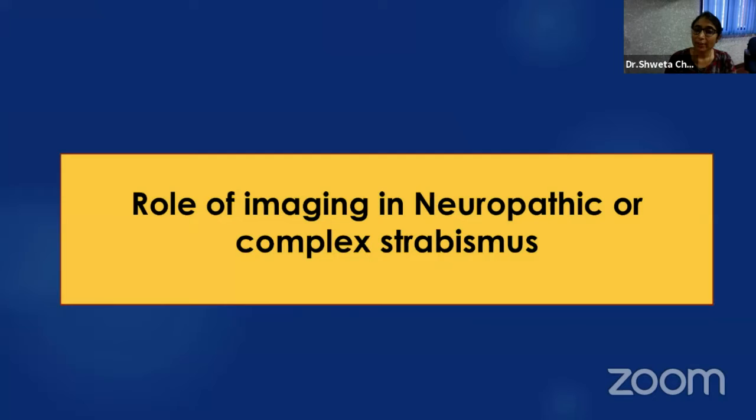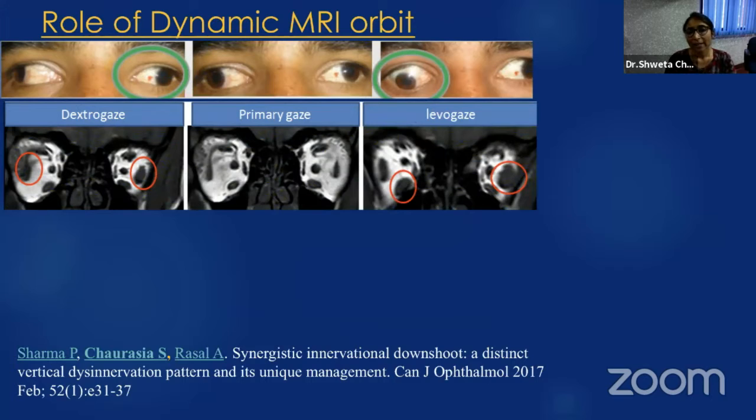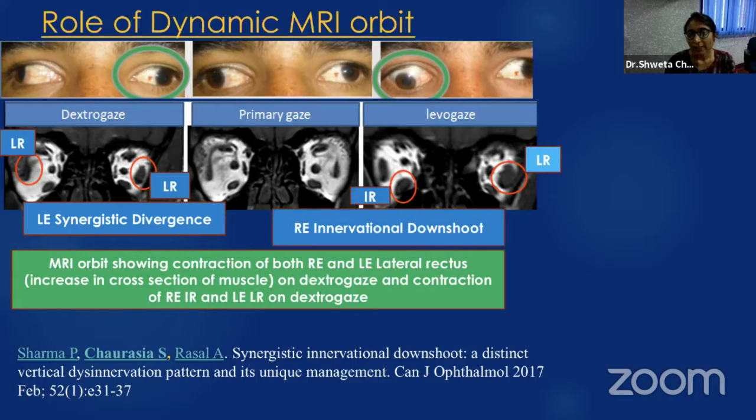Now, the role of imaging in neuropathic or complex strabismus. There is a role of dynamic imaging, where we study the cross-sectional area of the muscle in different gazes, and the increase in cross-sectional area tells you the pathology. Like here in this case, in the dextro gaze, the LR is contracting and there is an increase in cross-sectional area of the muscle, which is showing synergistic divergence. And here in the levo gaze, the inferior rectus is contracting.